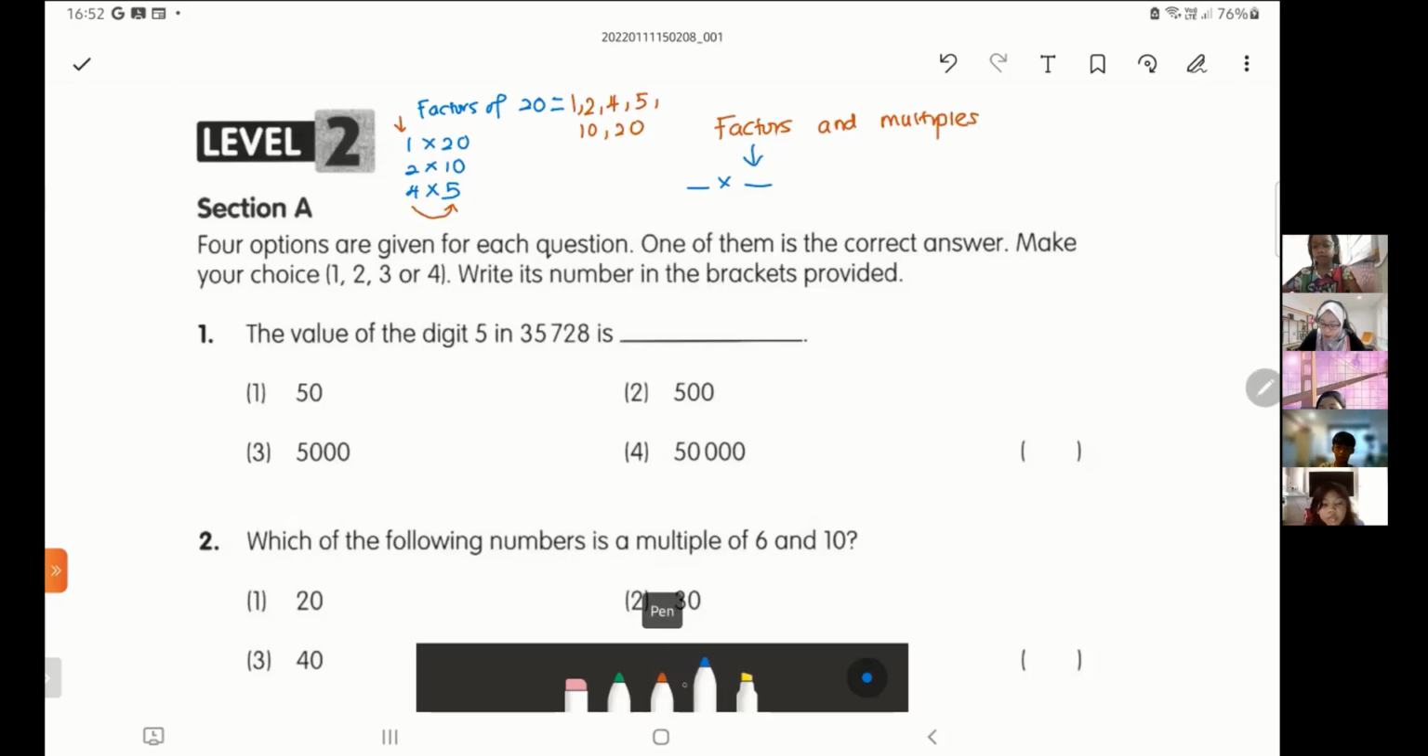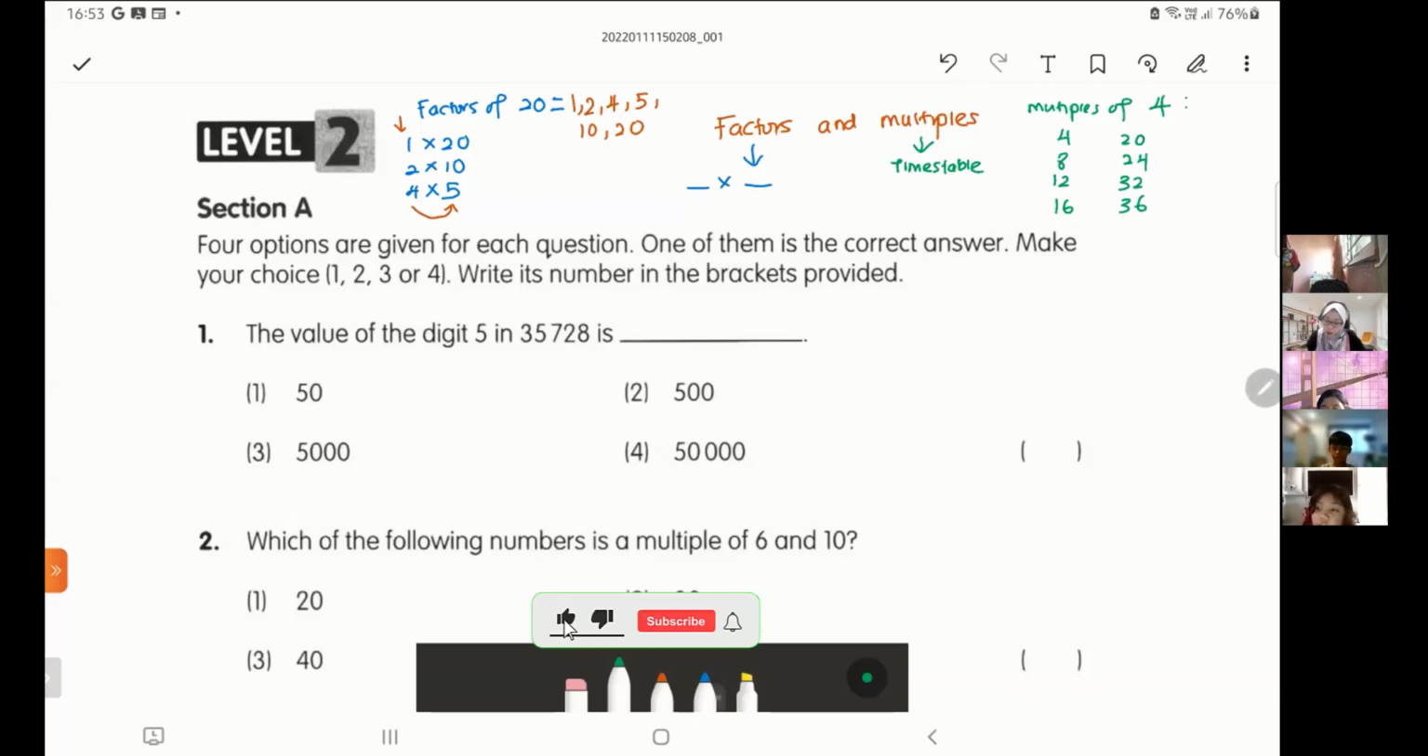Now, what are multiples? Multiples is as good as saying the times table. So if I ask you for multiples of 4, you just list down times table 4: 4, 8, 12, 16, 20, 24, 32, 36, and so on. This is called multiples of 4. So multiples is times table. Factors is what times what gives you the answer.